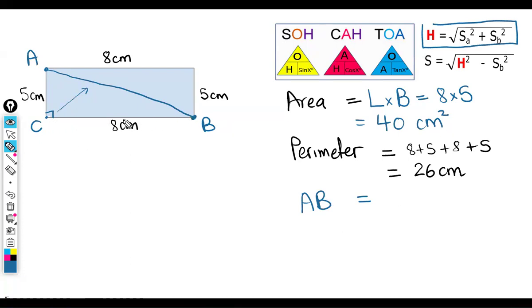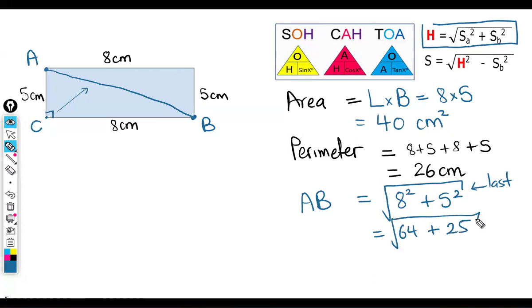One leg is 8, one leg is 5. So you say 8 squared plus 5 squared. It doesn't matter if you put the 5 first or the 8 first. But you square root last, work out the inside piece first. 8 squared is 64. 5 squared is 25. Add those two, square rooted. I can't do that in my head. 64 plus 25 is 89. Square root 89. Let's see. I'm getting 9.43, and I'm putting centimeters underneath.